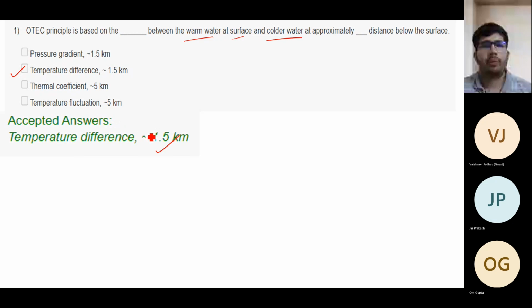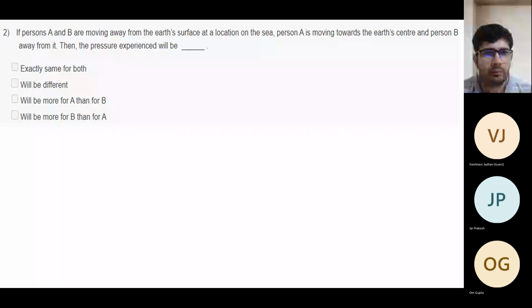Is it clear? Any doubt? Okay, I think it's clear. Question number 2. If persons A and B are moving away from Earth's surface at a location on the sea, person A moving towards the Earth's center and person B away from it, then the pressure experienced will be. So we have given a situation. Please read it carefully. Based on that, answer. Take 2 minutes.